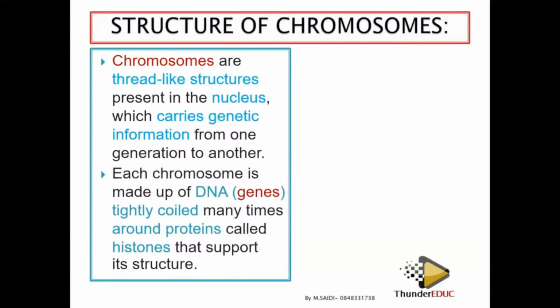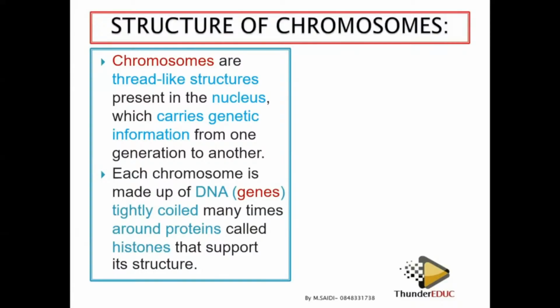We saw that DNA and genes are almost the same thing, but on a different scale. So this DNA, or these genes, are tightly coiled many times around a protein called histone. We saw the histones when we were talking about protein synthesis, and also when talking about the structure of the DNA. They coil around the histones, which support the structure of the DNA. Because the genes cannot just exist there in the air, they need a support.